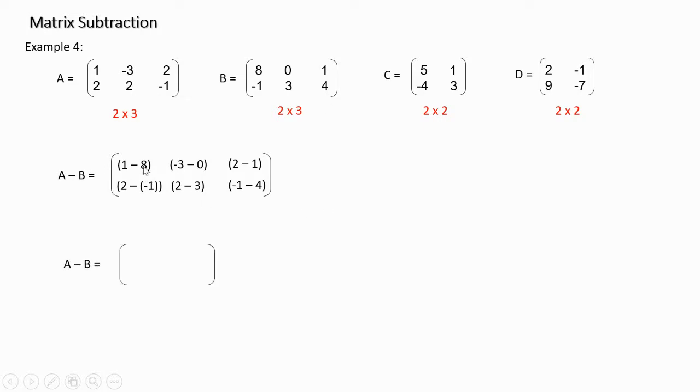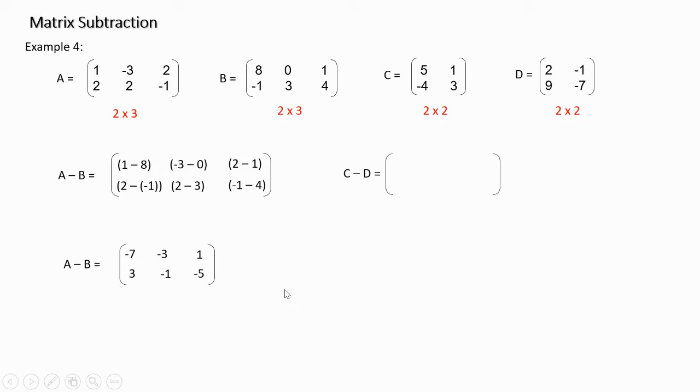So my answer will be 1 minus 8 is negative 7. Negative 3 minus 0 will be negative 3. 2 minus 1 is 1. And 2 minus negative 1 is 3, because when you have a minus a negative, this turns to positive. This will be negative 1, and this will be negative 5.